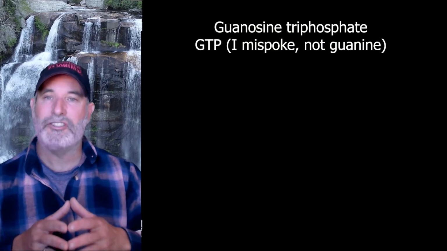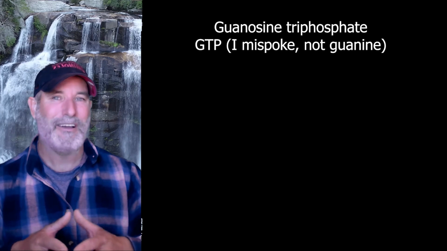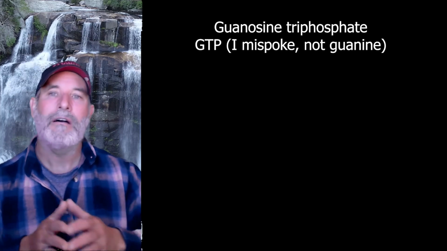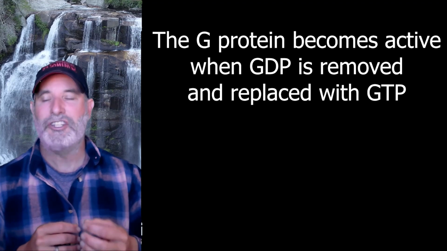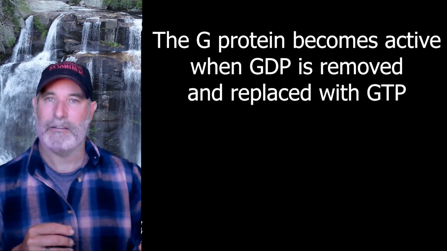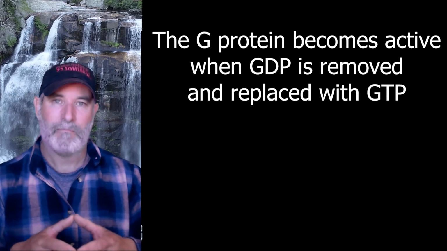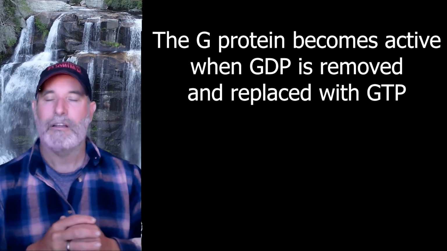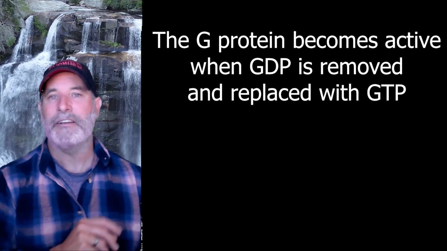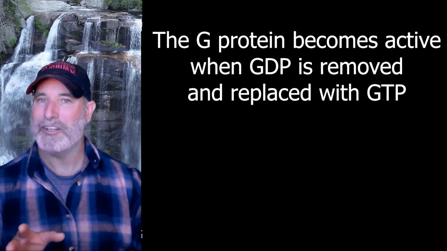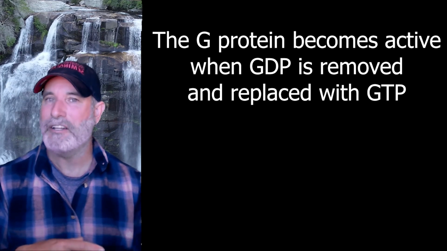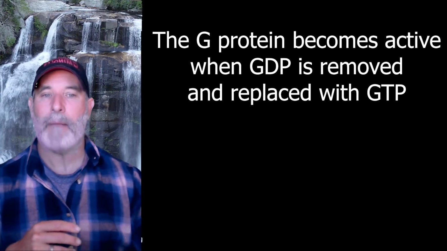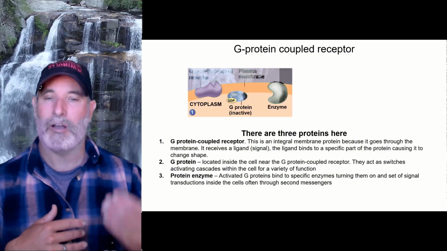Now, in the case of the G protein, it's still activated by what's called guanine triphosphate, GTP. That's the active form. But instead of phosphorylating GDP to GTP, when the G protein coupled receptor is activated and does its shape change, it cleaves off the GDP and puts on GTP. So make sure you got that down. It's not phosphorylating GDP to GTP. It is cleaving off the GDP and putting on a GTP. And at that point, the G protein becomes active.